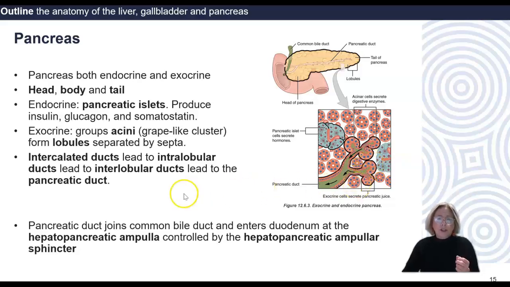Now, intercalated ducts lead to intralobular ducts, leading to interlobular ducts, which then drain into the pancreatic duct, which you can see here. So all of those digestive juices enter this pancreatic duct. Remember again that the pancreatic duct joins the common bile duct and then empties into the duodenum at the hepatopancreatic ampulla, which is controlled by the hepatopancreatic ampullar sphincter.